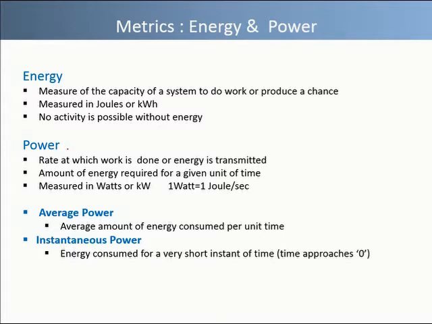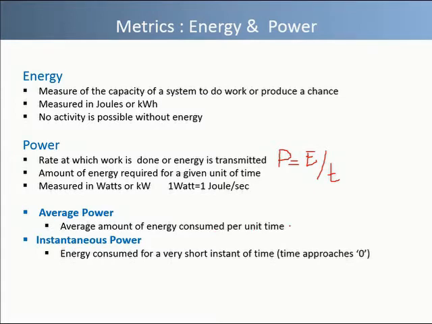Power is actually the rate at which this work is done or the amount of energy consumed in a given amount of time. So power is denoted by P, and it is equal to the energy consumed per unit time T. The units of power are watt or kilowatt. The power is said to be 1 watt when 1 joule of energy is consumed in 1 second. There are two types of power. The first is the average power, which is defined as the average amount of energy consumed per unit time.